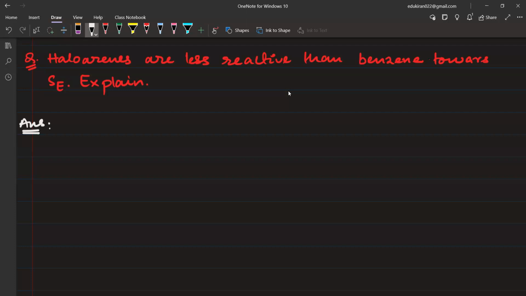So you will write here, the main answer is what? Due to minus I effect. This is the crux point. Okay. If you don't include this, you will not get any marks. But if you include this, you will get complete marks. And also all of these questions will be asked for 1 mark only in the board examination.